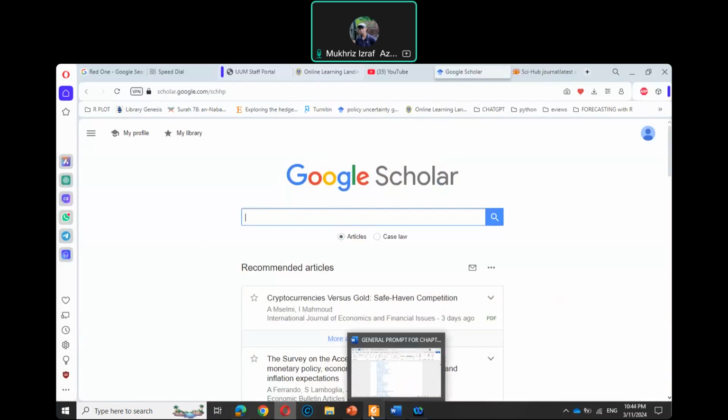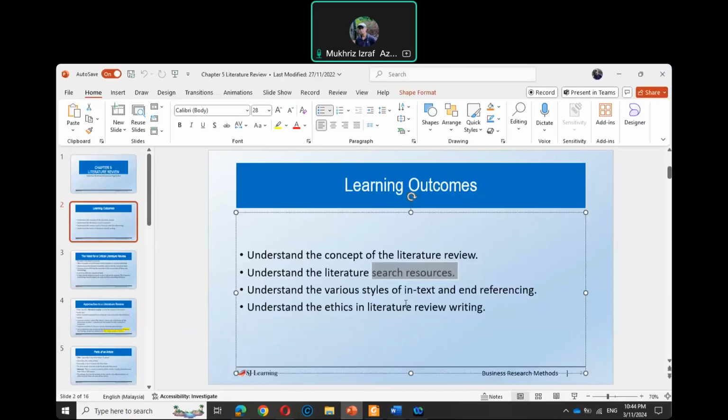But of course you can also rely on AI, ChatGPT for example. You need to use the proper tools in ChatGPT. But there are also limitations. The AI's search engine has limitations because it cannot access all the journal papers that are in Google Scholar.